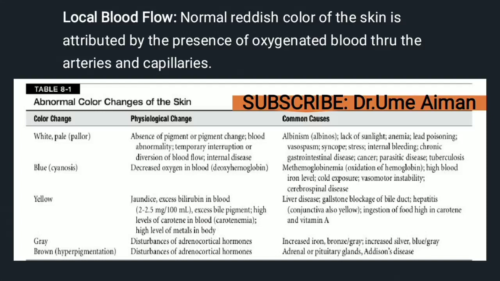Local blood flow. Normal skin is attributed by the presence of oxygenated blood through the arteries and the capillaries. As you all know, the arteries and the capillaries are filled with oxygenated blood flow, and you can determine the color of the skin and the color changes of the skin through this. White color means absence of pigment and abnormality of blood flow. Blue color indicates there is cyanosis or decreased oxygenation. Yellow color indicates there is jaundice, and gray will identify the disturbances of adrenocortical hormones.